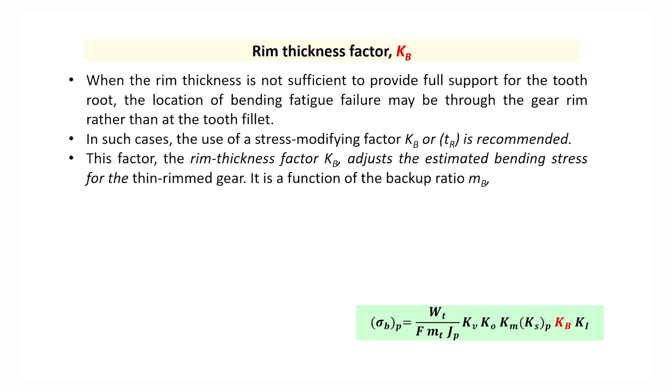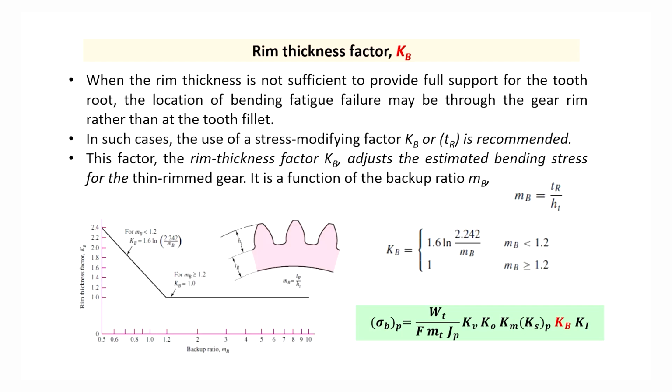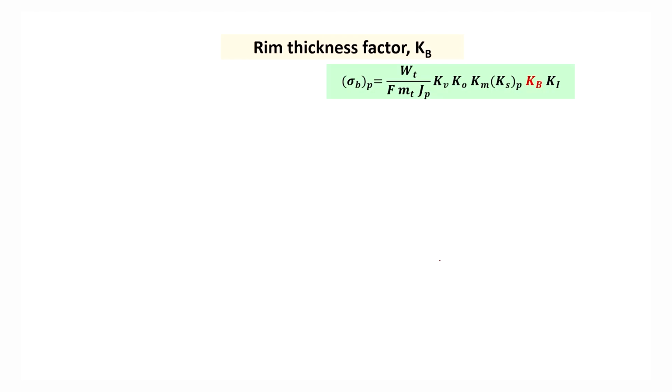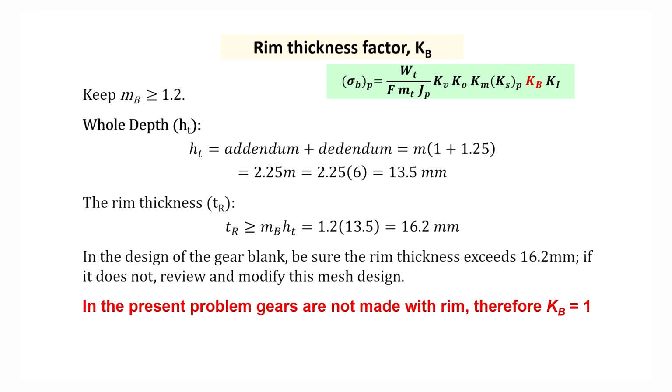Then the rim thickness factor. Our case is not based on the rim, or if it is on the rim, then what we do is the rim thickness is made bigger so that the ratio of rim thickness to the total height of the gear, that means addendum plus dedendum, should be greater than or equal to 1.2, and thus Kb is equal to 1. We have taken this condition, and so Kb is taken as 1. And we will ensure that if the gear is made by a rim type of arrangement, then the rim thickness should be more than 16.2 mm.